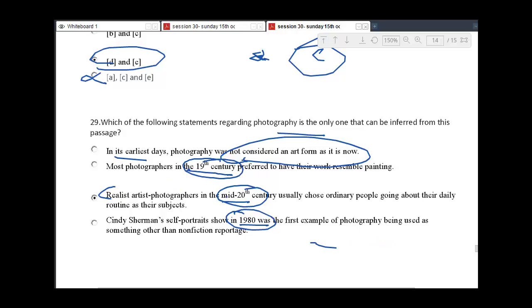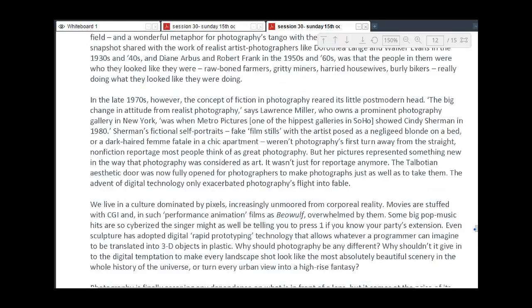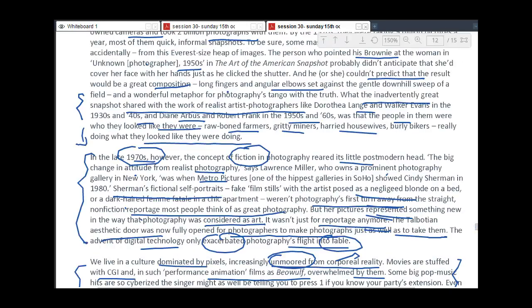So if I want to look at what happened in mid 20th century, I must find 1930, 1940, 1950, correct? Let's go back and see where exactly I see these dates, correct? So when I go back, I see that this is what we have here, right? That what the inadvertently great snapshot shared with the work of realist art photographers. So the work of whom? Realist art photographers. And throughout the 30s, the 40s, the 50s, the 60s, what was so common about them? That the pictures were about people, what they looked like they were doing. There was realism, right?